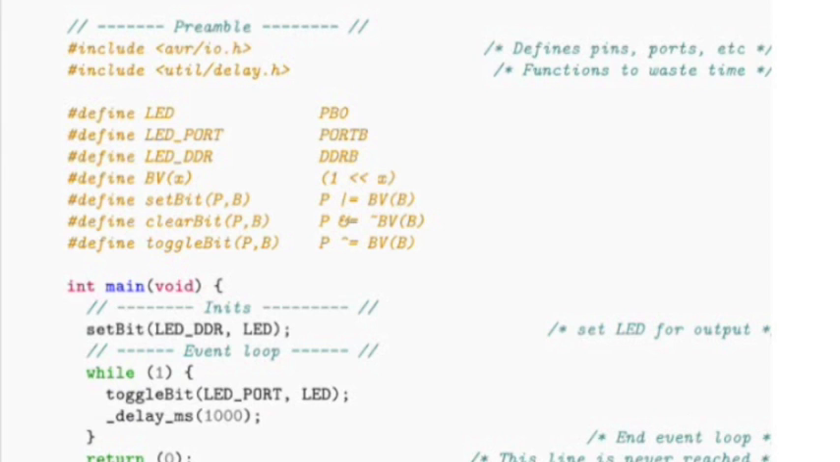Now my init section reads set bit LED DDR LED, right? So I know I'm setting the bit for the LED in the data direction register. Similarly, in the event loop, I shortened it even more so it would fit on the slide and just use toggle bit instead, because I'm just blinking this thing on and off. Again, it's really unambiguous when you're reading through this what you're doing.